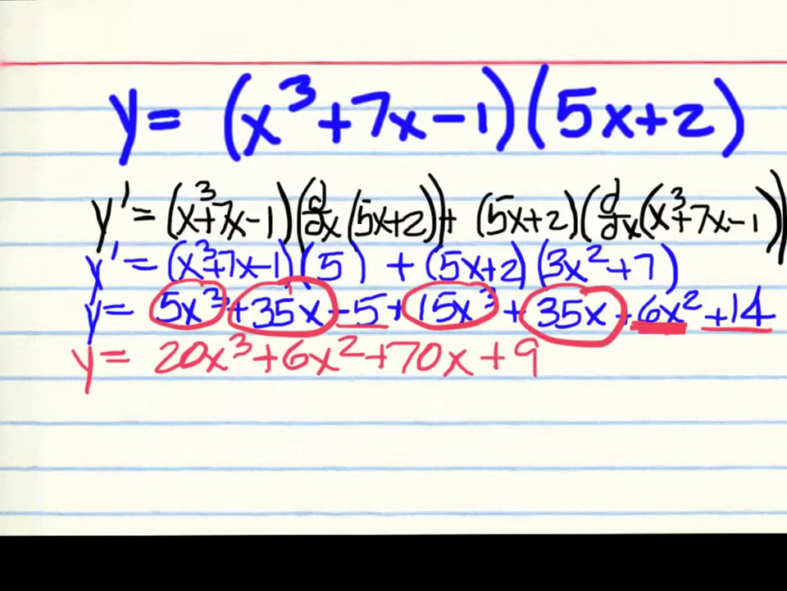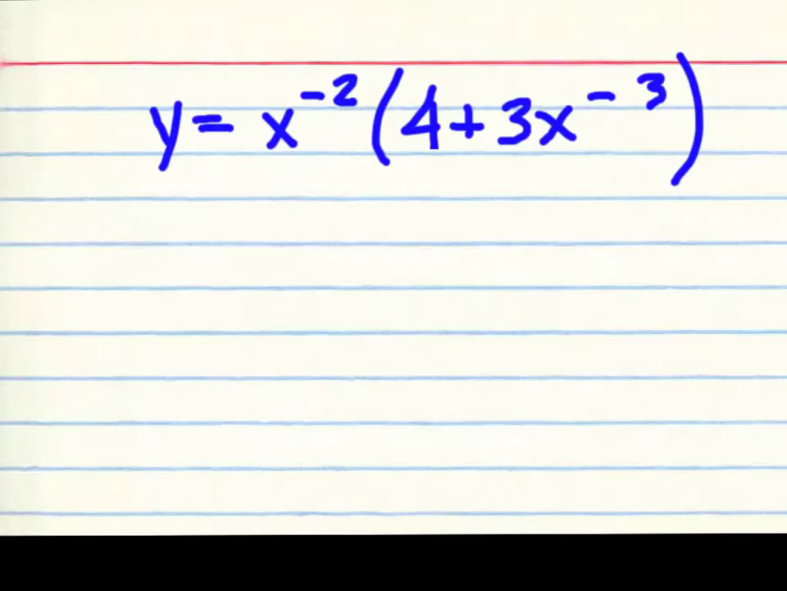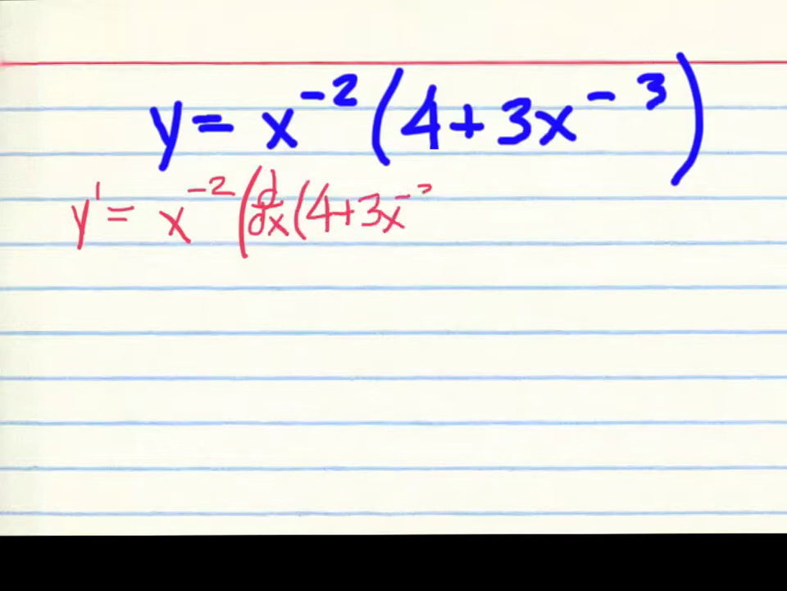Example 2. In this one, you have x to the negative 2 times the quantity 4 plus 3x to the negative 3. Use the product rule and come up with y prime. And we'll start with x to the negative 2 and multiply it by the derivative with respect to x of 4 plus 3x to the negative 3 power. And then reverse this process on the other side.